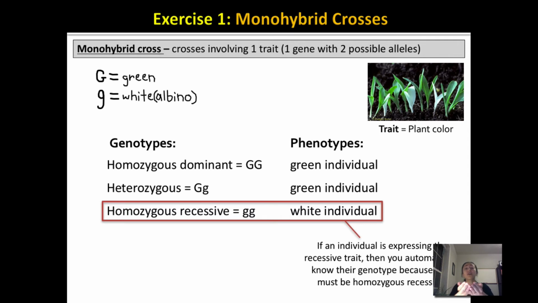However, if I was holding a green plant in front of you, because that is the dominant trait, caused by the dominant allele, you don't know if it's homozygous dominant or heterozygous. So you can't tell the genotype of an individual that is expressing the dominant phenotype. You can't tell what their genotype is just by looking at them. So that's an important thing to note there.